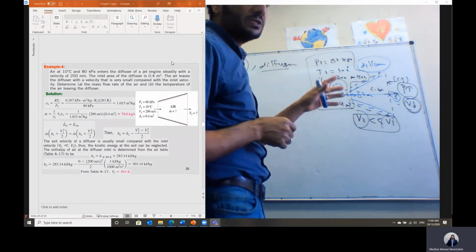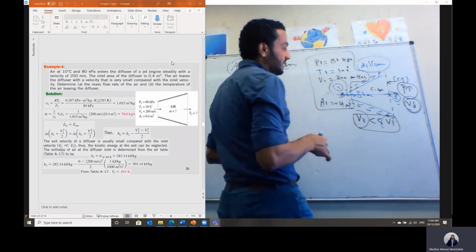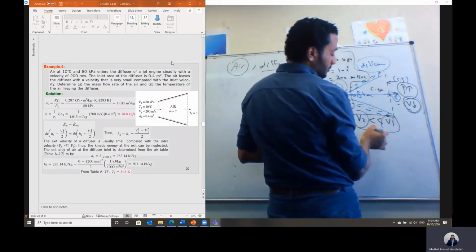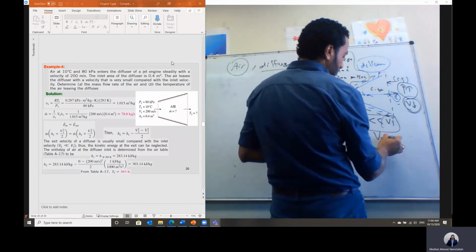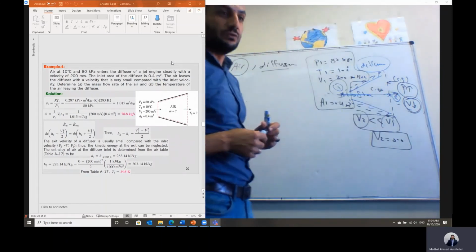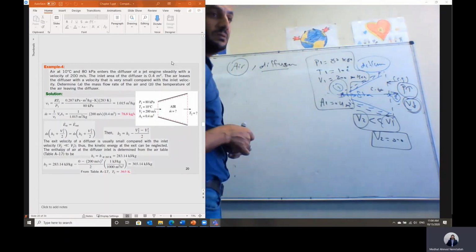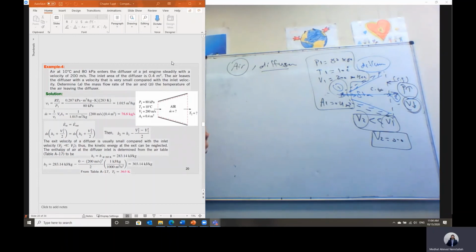And they said actually the velocity of the air leaving the diffuser is small compared to the inlet velocity. So in this case, V2 is much less than V1. We can understand that V2 is equal to 0. It can be neglected in this case. We need to calculate the mass flow rate of air and the exit temperature. But we don't have any equation other than the mass equation.